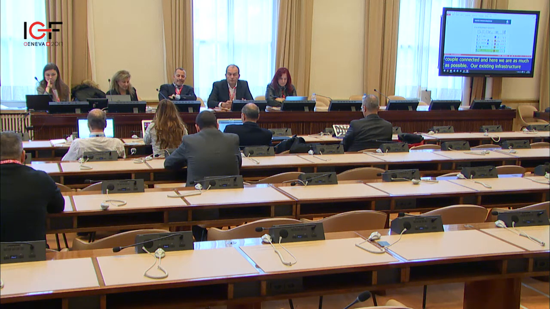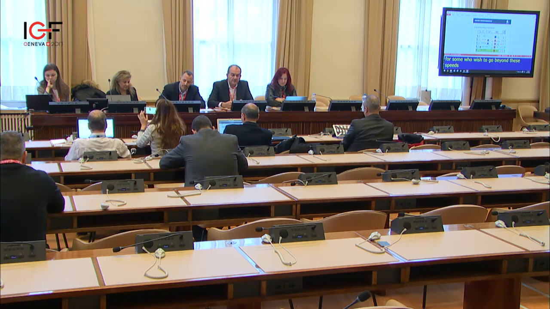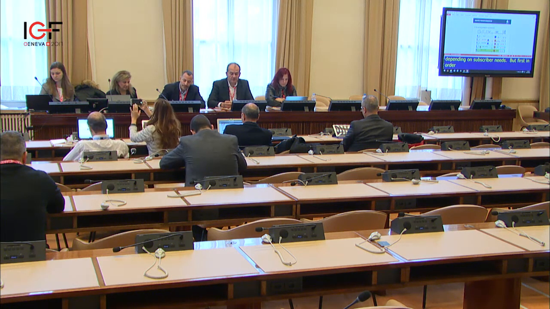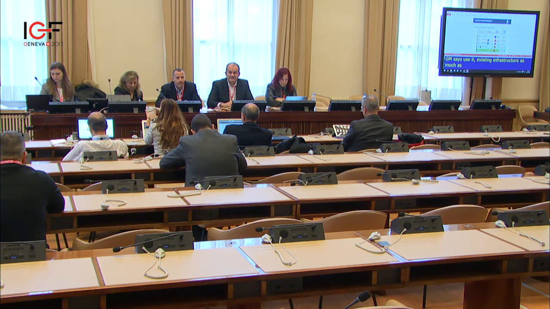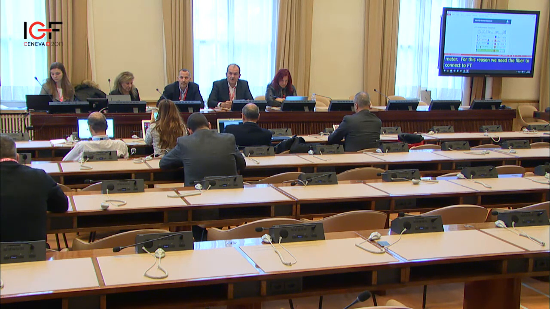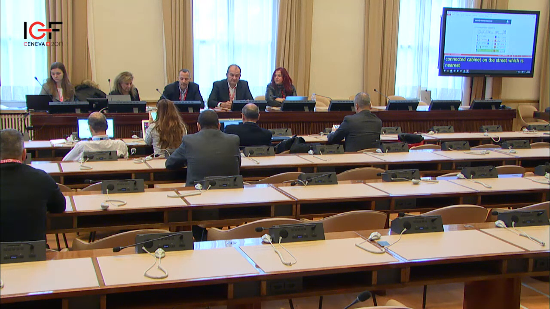And for some users who wish to go beyond these speeds, we will deploy the FTTH or FTTO or FTTB, depending on the subscriber needs. But first, in order to use as much as possible, or as our GM says, use the existing infrastructure as much as we can, we have to build the FTTC, because as I said before, the VDSL and VDSL vectoring work well for distances up to 800 meters. For these reasons, we need the fiber to the cabinet, the FTTC, where we will deploy a fiber-connected cabinet on the street, which is the nearest point to the subscriber, and like that we can make use of the existing copper.